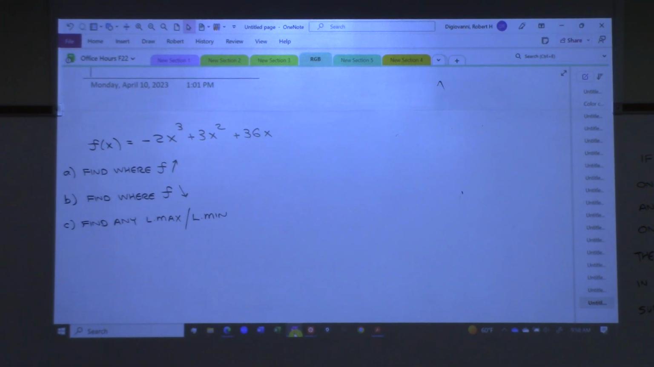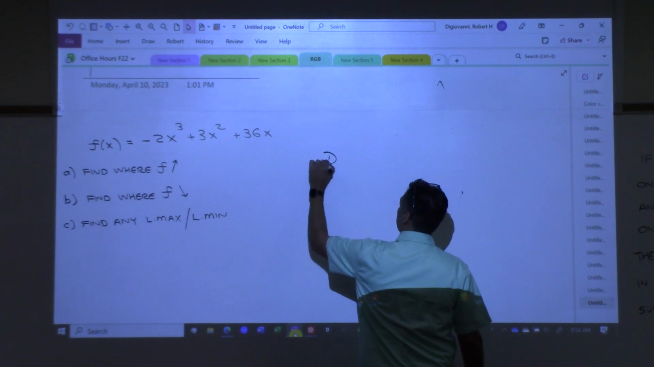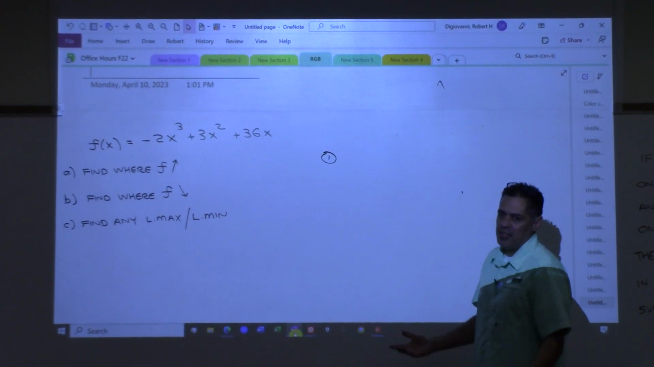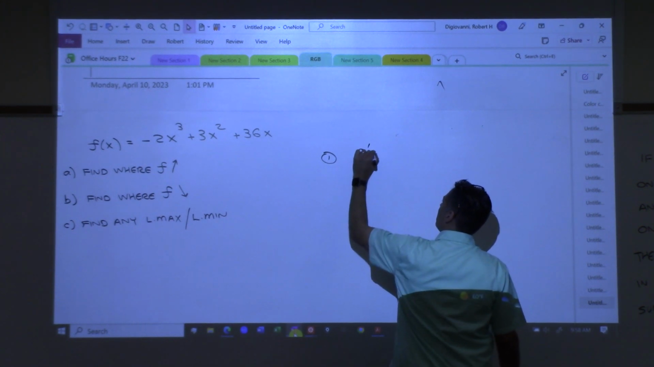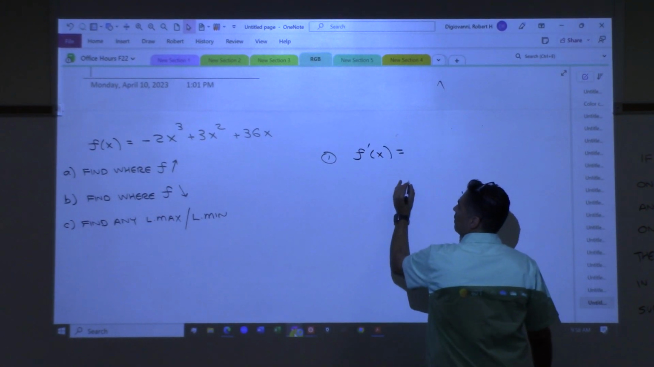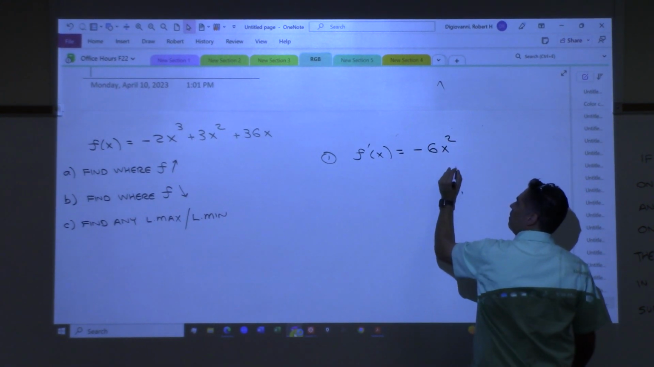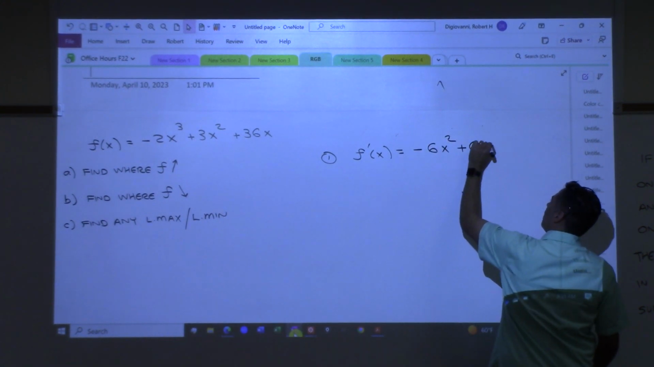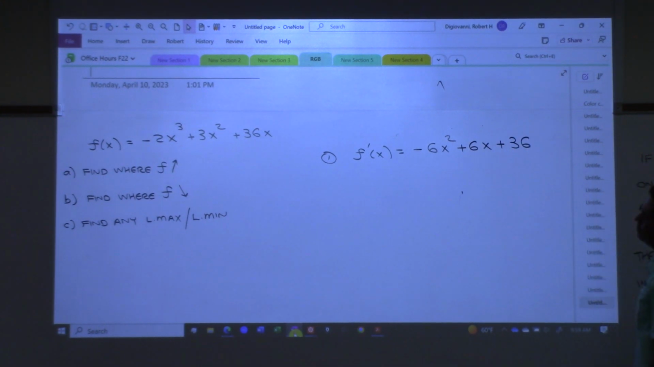Okay, so here's the procedure, all right? The first thing I'm going to do is find the derivative. First step, I'm going to take the derivative of this function. What's the derivative of that? This should be pretty okay, right? Negative 6x squared plus 6x plus 36. Right, that's my derivative.